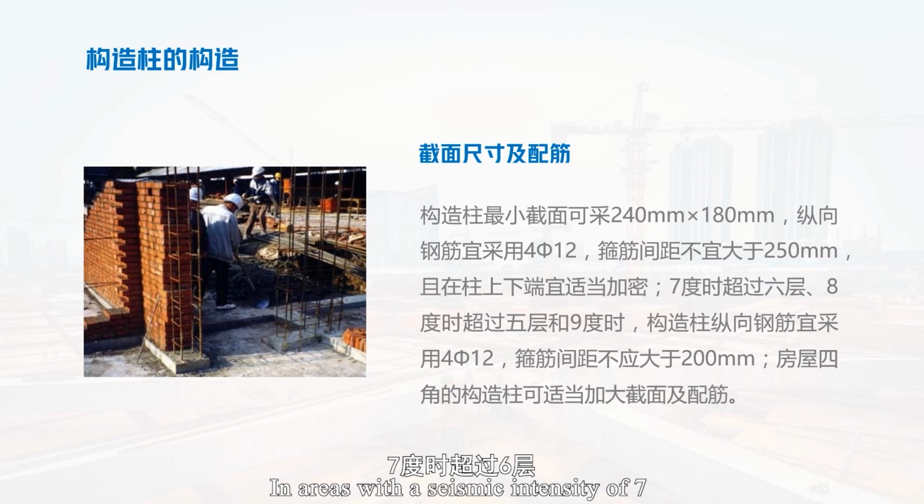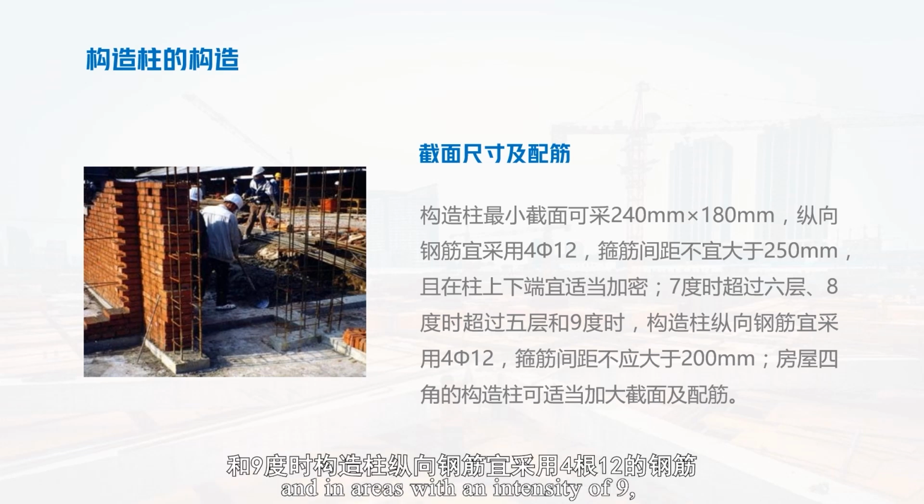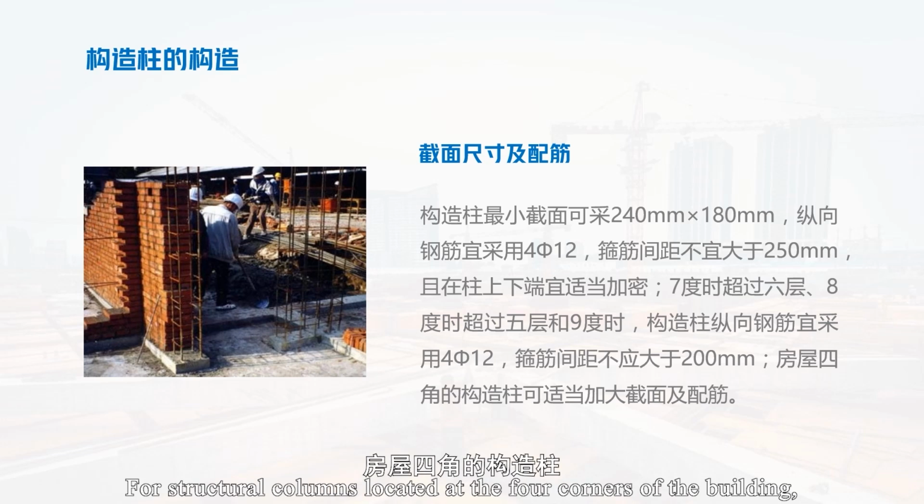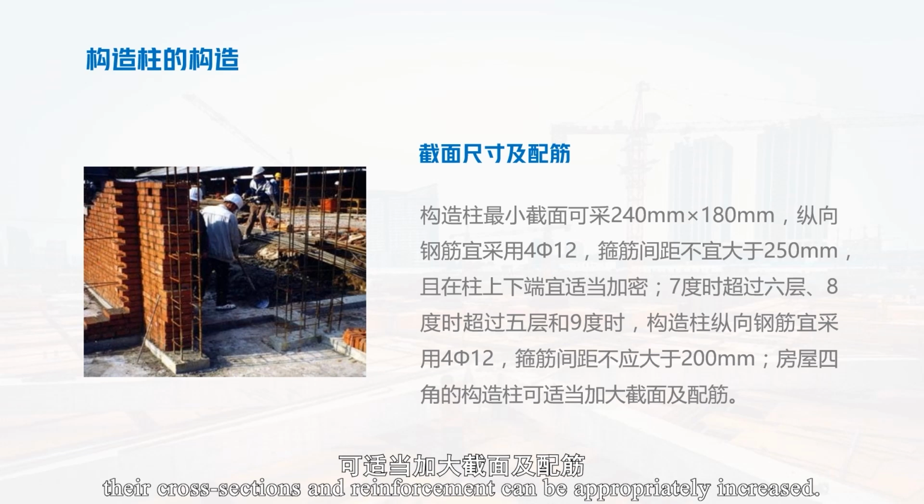In areas with a seismic intensity of 7 where the building exceeds 6 stories, in areas with an intensity of 8 where it exceeds 5 stories, and in areas with an intensity of 9, the longitudinal reinforcement of structural columns should preferably be 4 of No. 12 steel bars, with stirrup spacing not exceeding 200 mm. For structural columns located at the four corners of the building, their cross-sections and reinforcement can be appropriately increased.